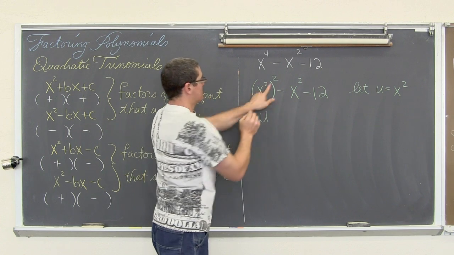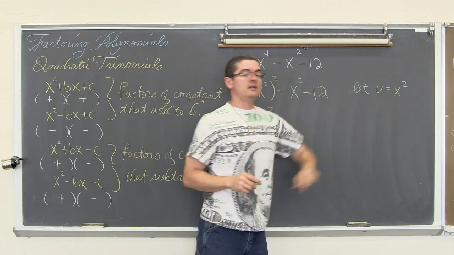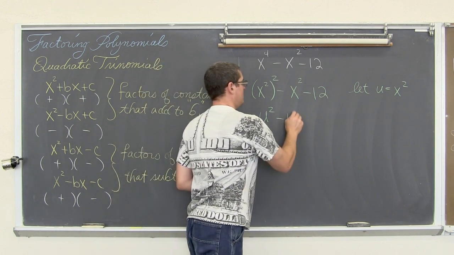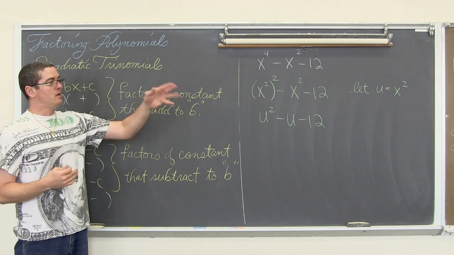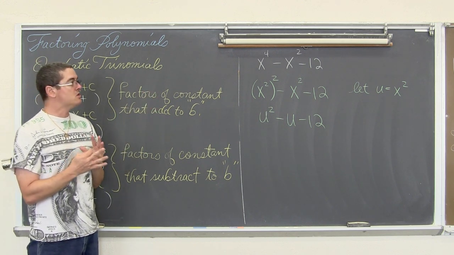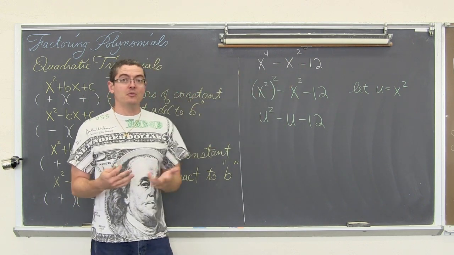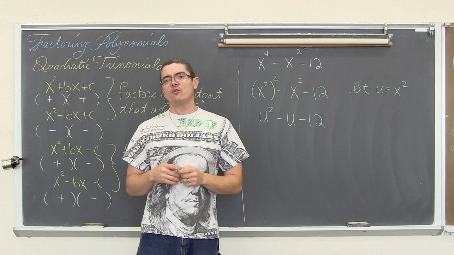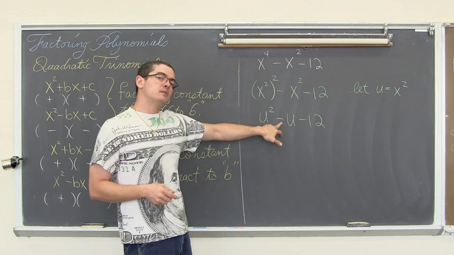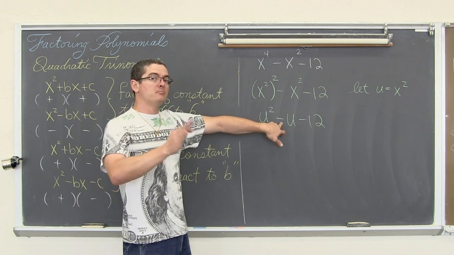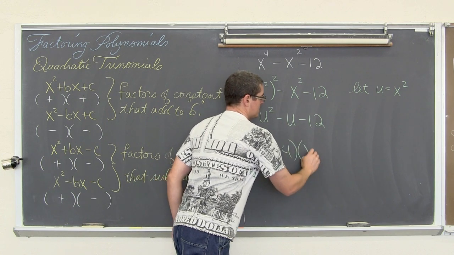Now if I just temporarily let this other variable represent x squared, we have u squared minus, x squared I'm going to temporarily let equal u, which is going to be u minus 12. By doing this temporary substitution of letting u equal x squared, I can rewrite the expression, excuse me, there's no equal sign. I can rewrite the expression to be in that quadratic form, which is what we're factoring at the moment. And then, factors of 12 that subtract to be -1 are -4 and +3. So we can write this as u minus 4 times u plus 3.